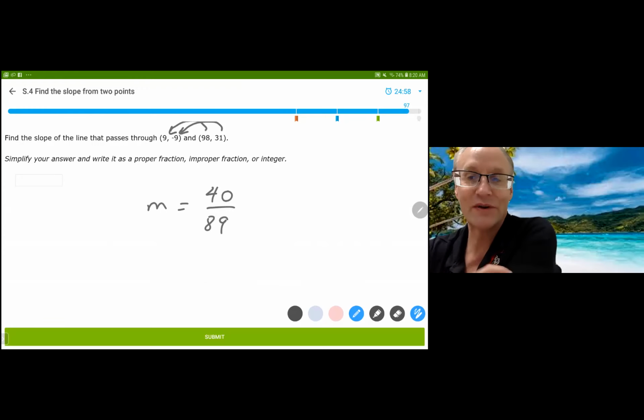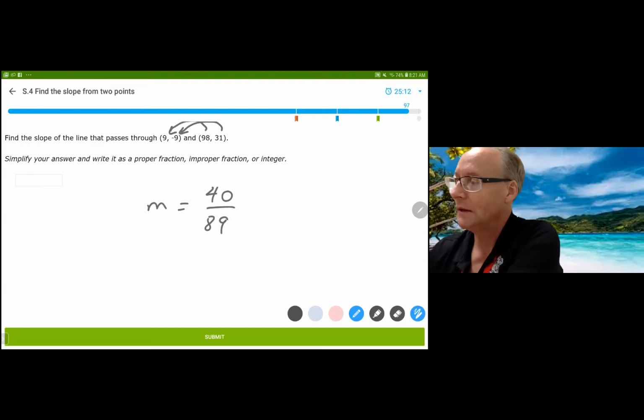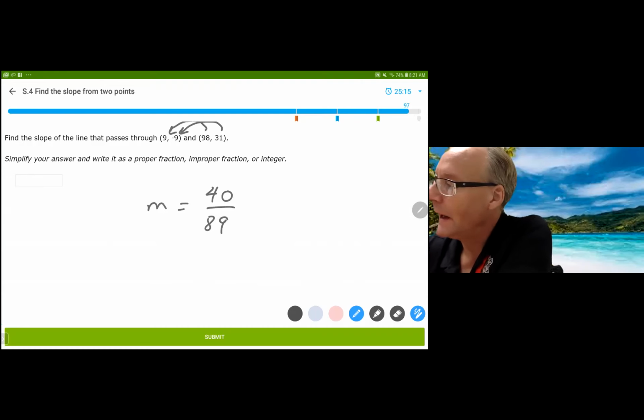Some people are going to grab their calculator. Seriously, some people are going to do this. They're going to take their calculator and they're going to go, oh, 89 divided by 3. And then they'll try 89 divided by 7. And then they'll try 89 divided by 11. And they'll try 89 divided by, who knows, 13. And none of them are going to work. 89 happens to be a prime. And it is definitely 89 and 40. So slope is 40 over 89, can't be reduced.